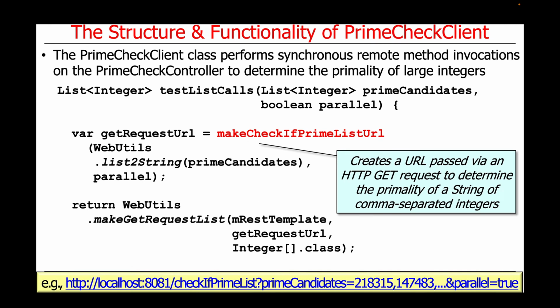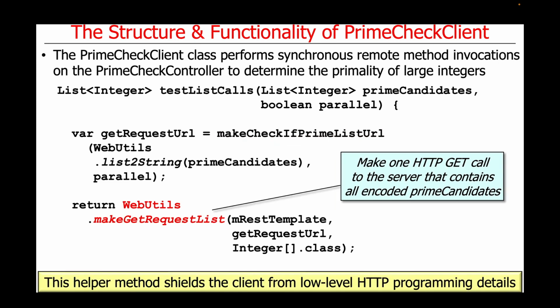And then if you take a look here, there's another method called MakeCheckIfPrimeListURL, and that's going to create a URL that's going to be passed via the HTTP GET request to determine the primality of this string of comma-separated integers. In this particular case, it's going to encode everything we just saw, plus some other stuff at the end indicating that parallel is in fact true, if that was the caller's intent.